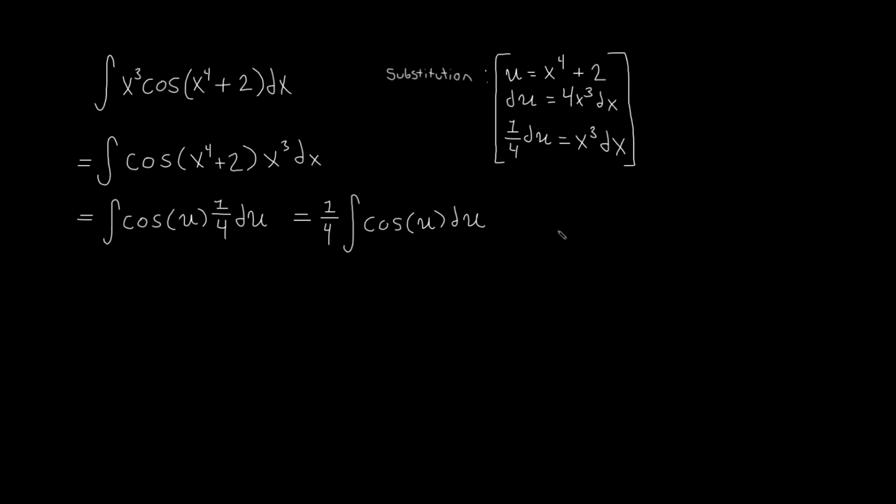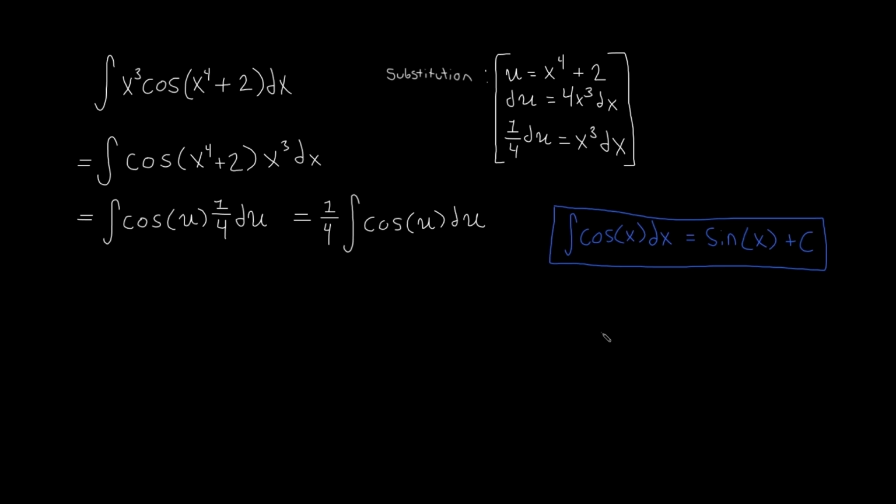There's a trigonometric integration rule for evaluating the integral of cosine of something. This rule says that the integral of cosine of x is going to equal sine of x plus c. So since the integral part is going to become sine of u plus c, we need to multiply back the constant. So really we're going to have 1/4 times sine of u plus c. The only thing left to do is to back substitute what we had for u, which was x raised to the fourth power plus 2. So instead of putting a u, we're going to put x to the fourth plus 2.